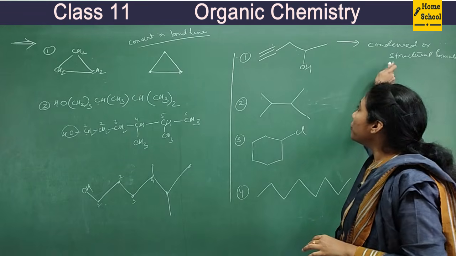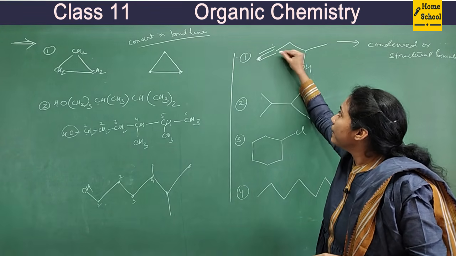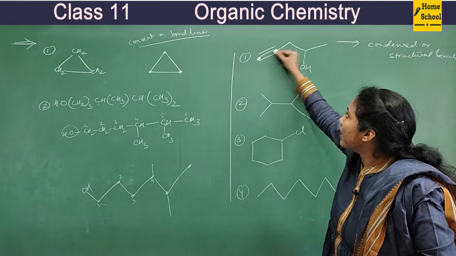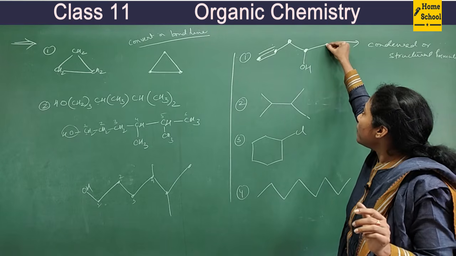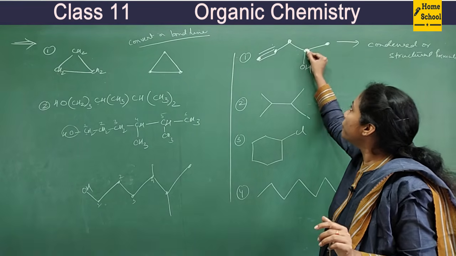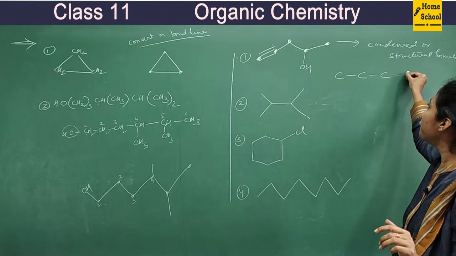What you have to do is just count the number of carbon atoms. See, it's a point, and here is a point, there is a carbon. Here is a carbon, here is a carbon, here is a carbon. At every corner, at every point there is a carbon. So how many carbons? 1, 2, 3, 4, 5. So 5 carbons.